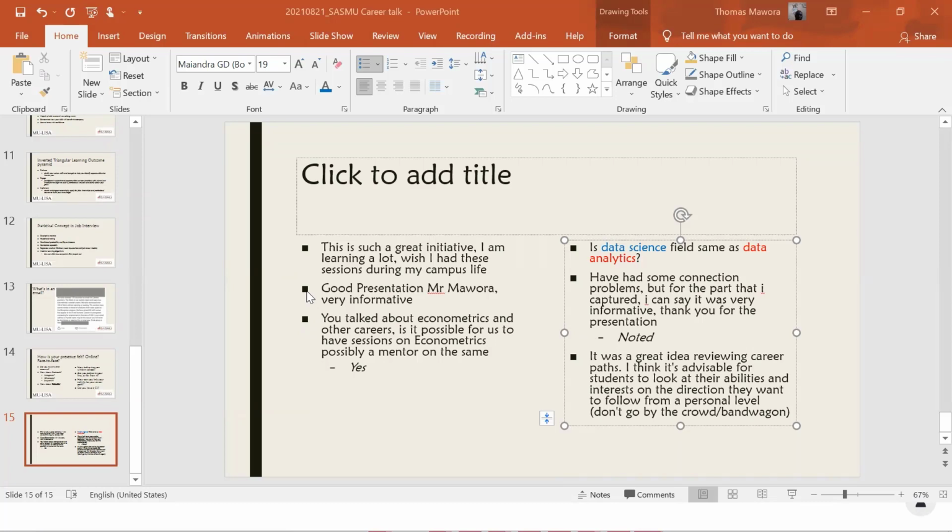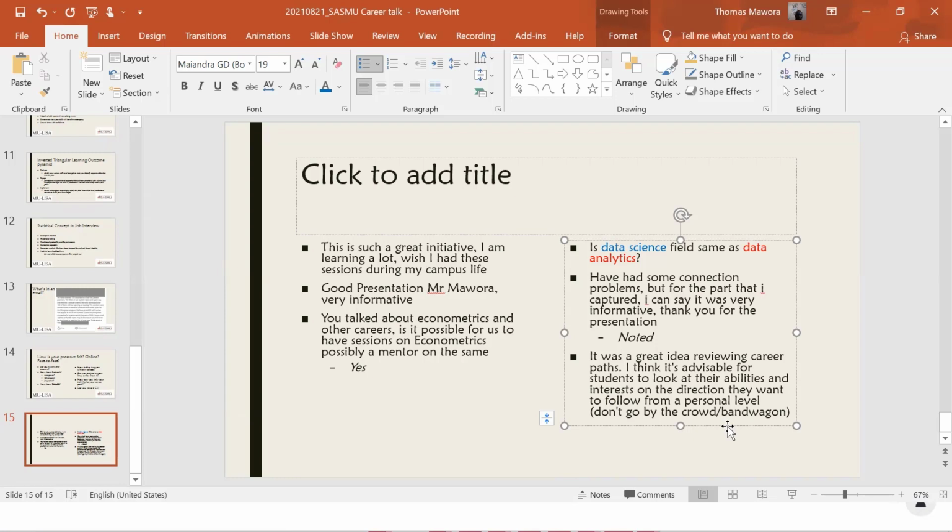So we have around a minute to go. I want to make this note by Ben Cole. I want to thank you. He says that it was a great idea reviewing career paths. I think it's advisable for students to look at their abilities and interests on the direction they want to follow at a personal level, and not just go by the crowd bandwagon. And I think that is very correct.